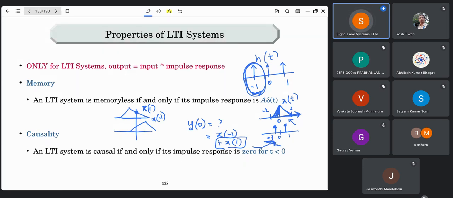So this says that the output at 0 is actually depending upon the future's input. Output at time t equal to 0 seconds is depending upon the input at t equal to 1 second, which is non-causal because you have not even seen this input yet. It is in the future. So you are saying my present output is going to depend upon my future input, and that is because of whatever is present on this side. That is why we say that if the impulse response has non-zero values for the negative values of time, then the output is going to be a non-causal output, and the system is a non-causal system.